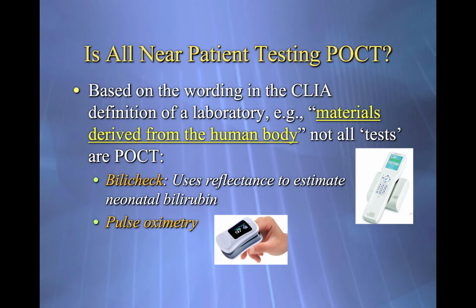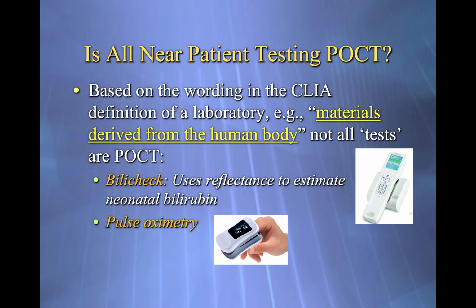So there's things called a Bilicheck. And the Bilicheck is used in the neonatal unit. It uses reflectance of light off the infant's forehead to estimate their neonatal bilirubin level. Doesn't require a sample to be derived from the patient. It's just light bouncing off their skin, so there's no sample involved. Therefore, it doesn't meet the definition of a CLIA test, and therefore places doing it are not required to be a CLIA laboratory. Pulse oximetry is another one.